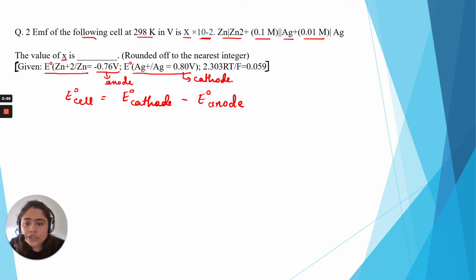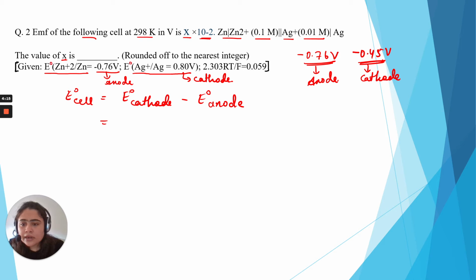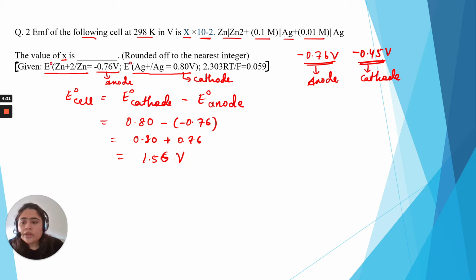If both the potentials were negative, like negative 0.76 volt and minus 0.45 volt, then the one having the higher reduction potential behaves as the cathode, and the one having the lower reduction potential behaves as the anode. So here we have the cathode as positive potential 0.80 minus negative 0.76. So 0.80 plus 0.76 comes to 1.56 volt.